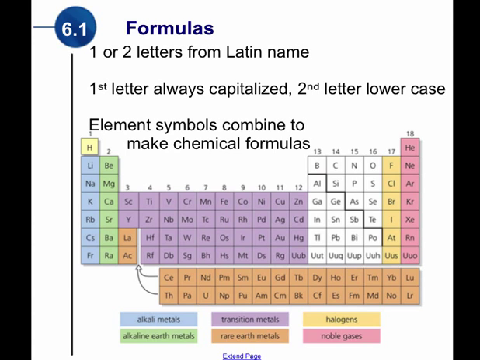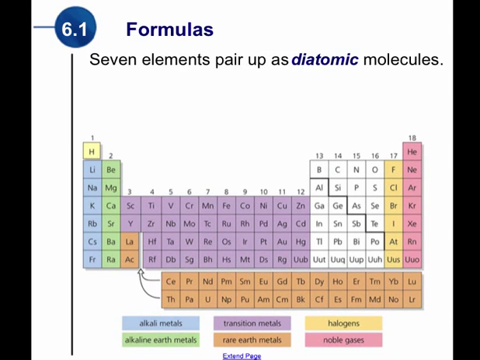What we also have to recognize is some of the elements on the periodic table will actually combine with themselves. And there are 7 elements that actually pair up as diatomic molecules. Diatomic meaning they combine with themselves. And those 7 are, as stated there, H2, N2, O2, F2, Cl2, Br2, and I2. Those 7 elements will combine with themselves to form a compound.